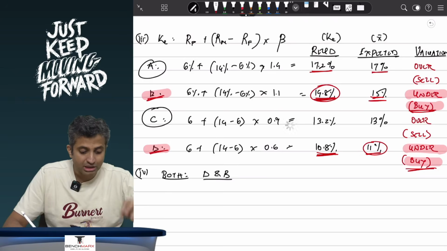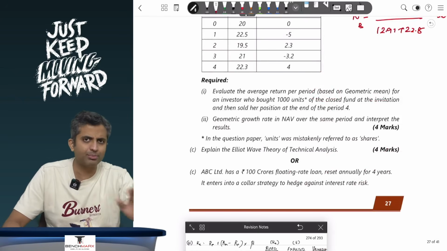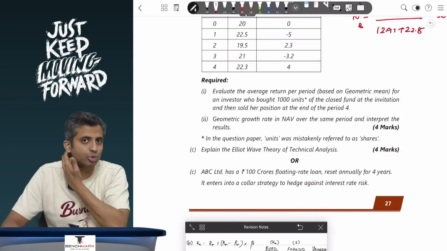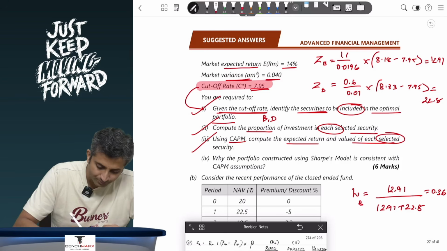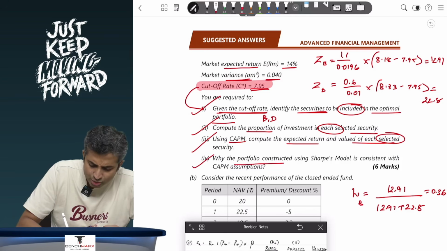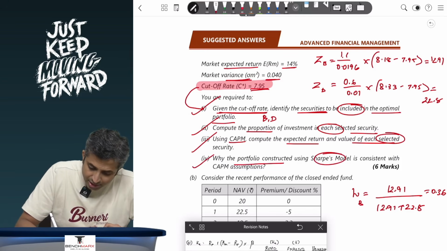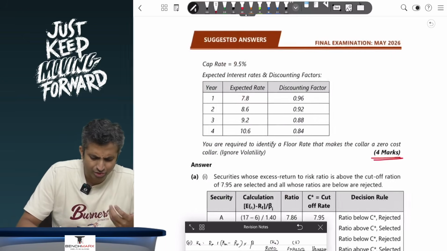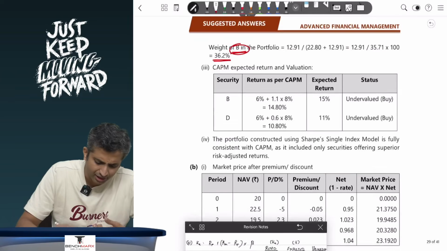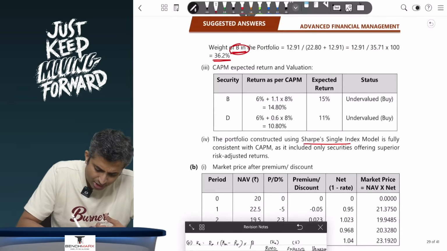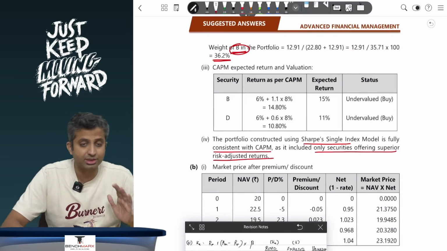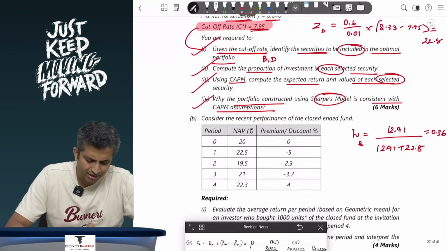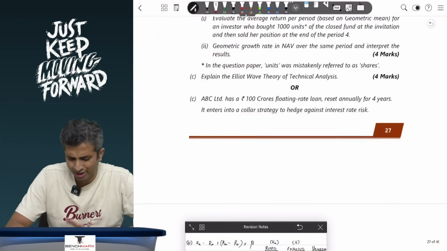And hence the conclusions that you get under CAPM are consistent with the conclusions under Sharpe's optimal portfolio. That is what they are saying in the fourth point. Why is the portfolio constructed using Sharpe's index model consistent with the CAPM assumptions? Well, because they are based on the same underlying factors. The portfolio using Sharpe's index model is fully consistent with CAPM as it included only the superior risk adjusted returns. So this takes care, let us say, of question number 4, subpoint A.